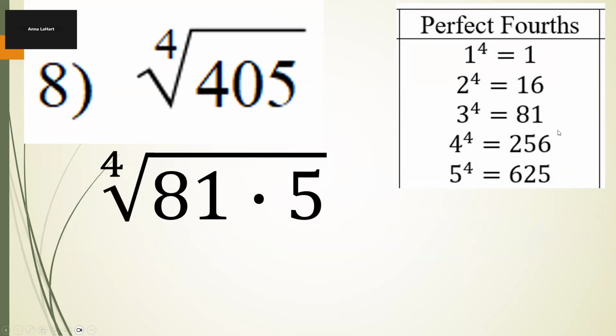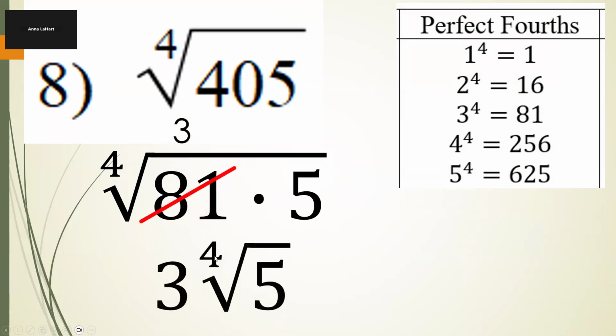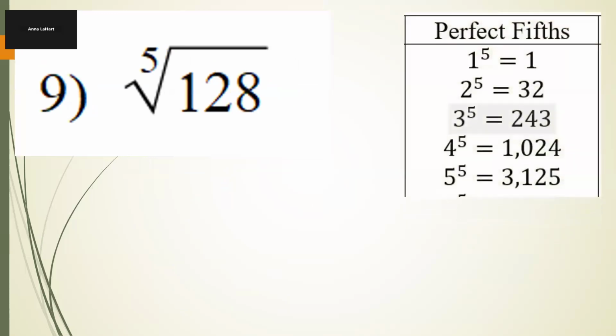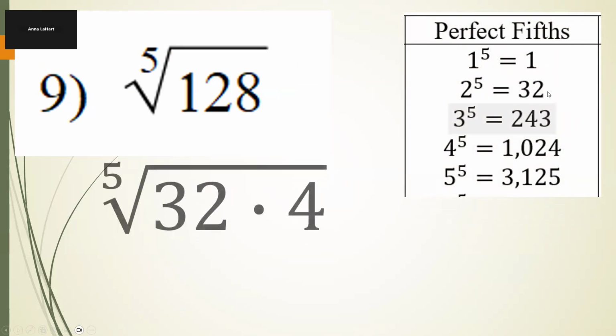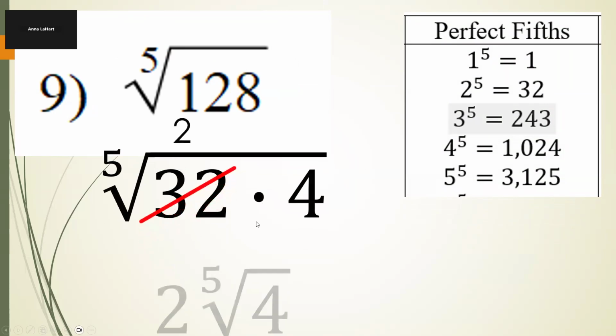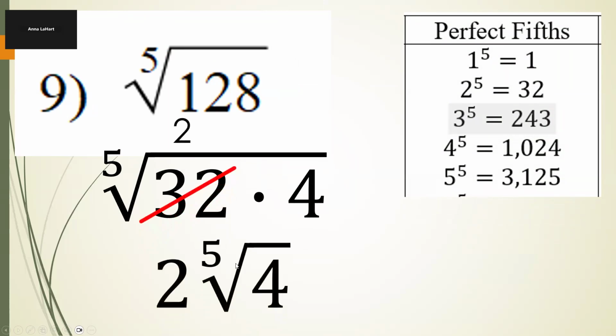Okay, 81 times 5. So what is the fourth root of 81? That's 3. So 3 pops out front. Index number comes down. Fourth root of 5. Okay, next, here are our perfect fifths. See what I mean? They're not going to get big numbers, but anyway, what are we thinking? Oh, our only option is probably 32. Yep, that works. The fifth root of 32, what number times itself 5 times is 32? Well, that's 2. So it's 2, fifth root of 4.